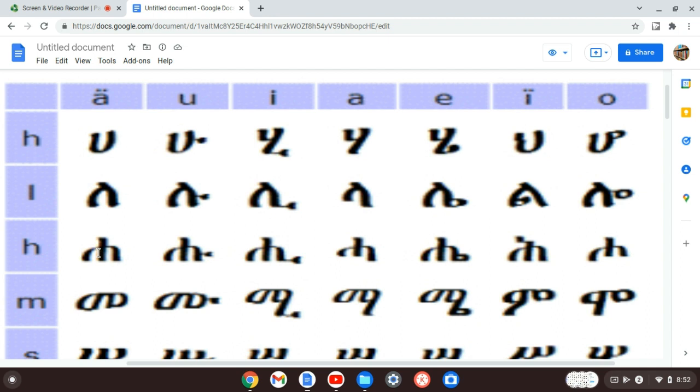And then the third one is, we call this letter hameruha. We call it hameruha, but we pronounce it as ha, the same as the first one, ha. You can also use them interchangeably.